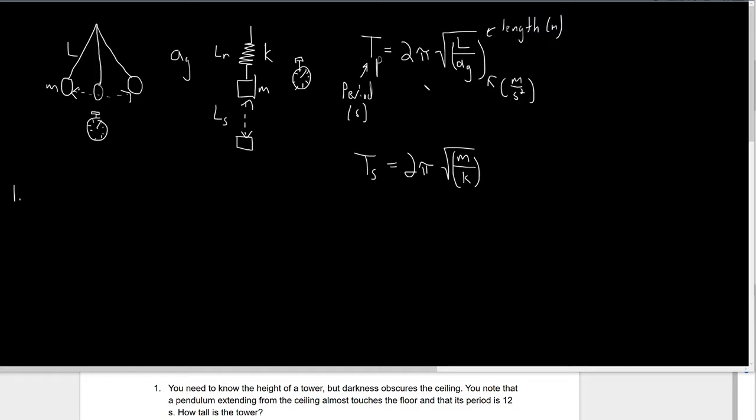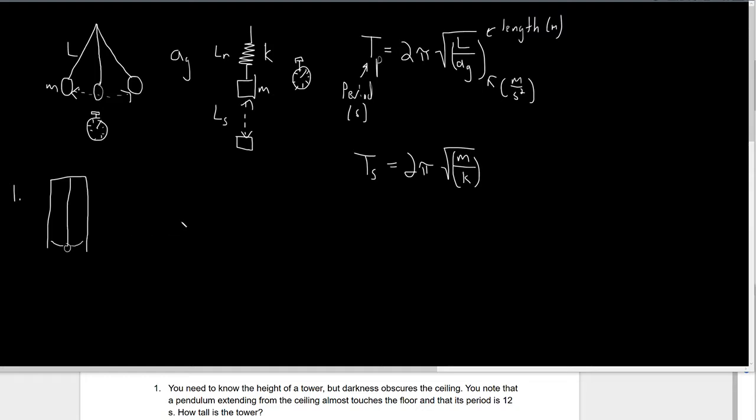And they tell us that the period is 12 seconds. All right. They want to know how tall the tower is. So let's assume this isn't the Leaning Tower of Pisa. Essentially there's no floors in the tower, and there's a pendulum that's set up, and it just swings back and forth. And you're able to see that it takes 12 seconds for it to do so. Essentially what we're going to assume is that the length of the pendulum is the height of the tower.